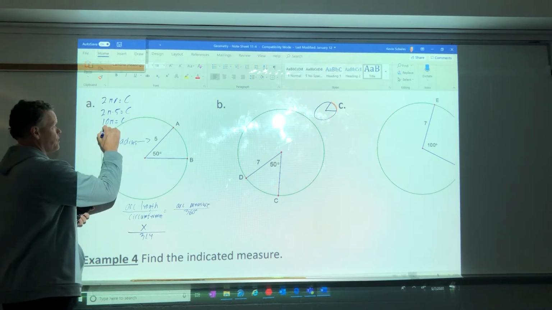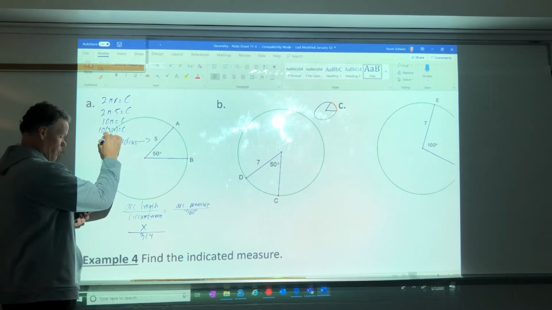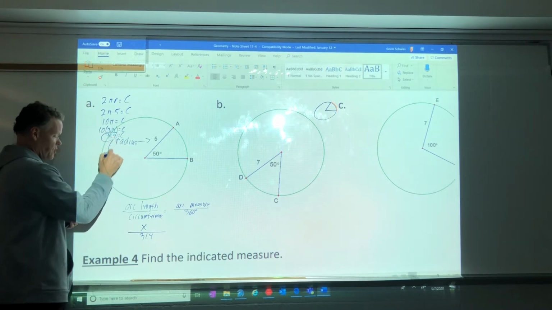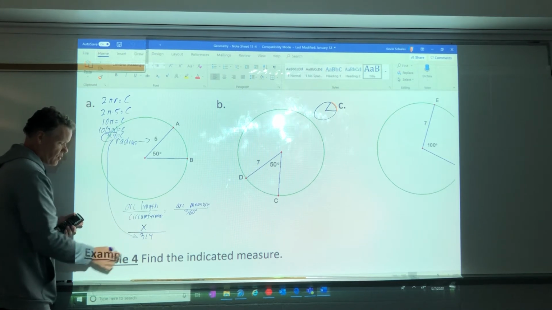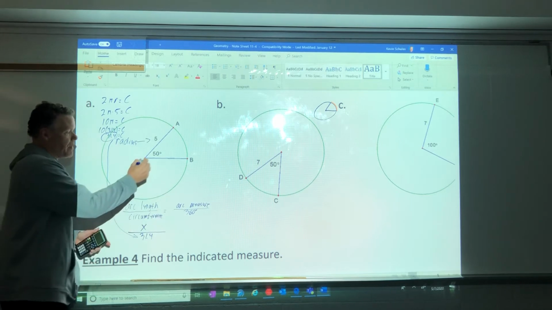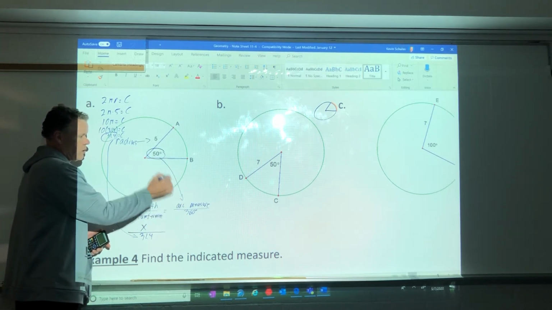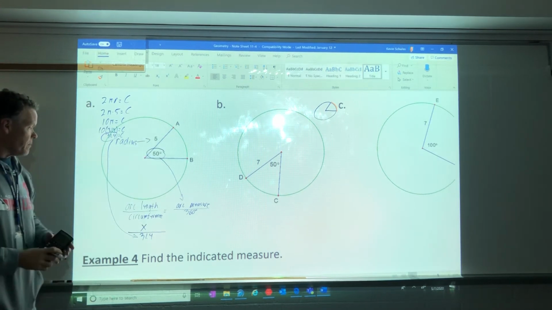Our circumference, 10 pi, 10 times 3.14 is going to equal 31.4 for our circumference. So I just put that right here. Okay, my circumference went right there underneath. Then I need my arc measure. My arc measure is just going to be what my central angle is. Your central angle equals what your arc measure is.